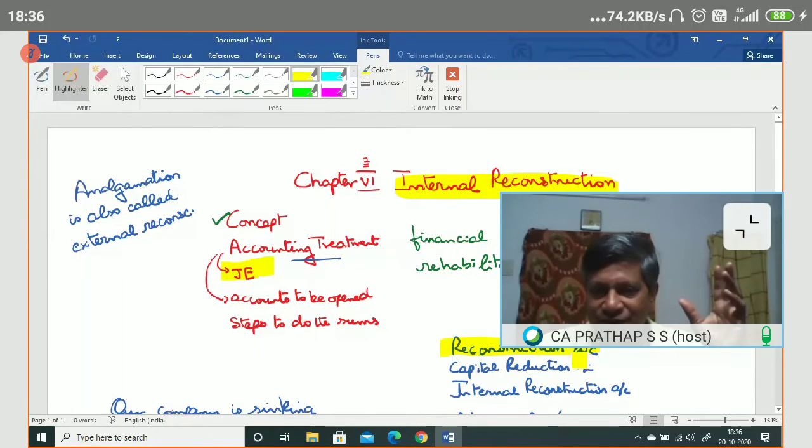In old books you will see capital reduction. And steps to do the sum: when you do the sum, you learn the steps.